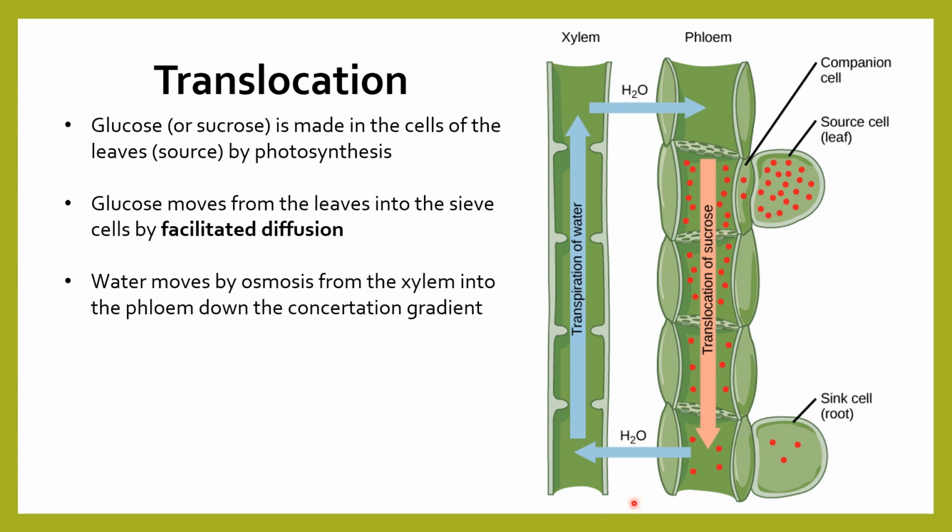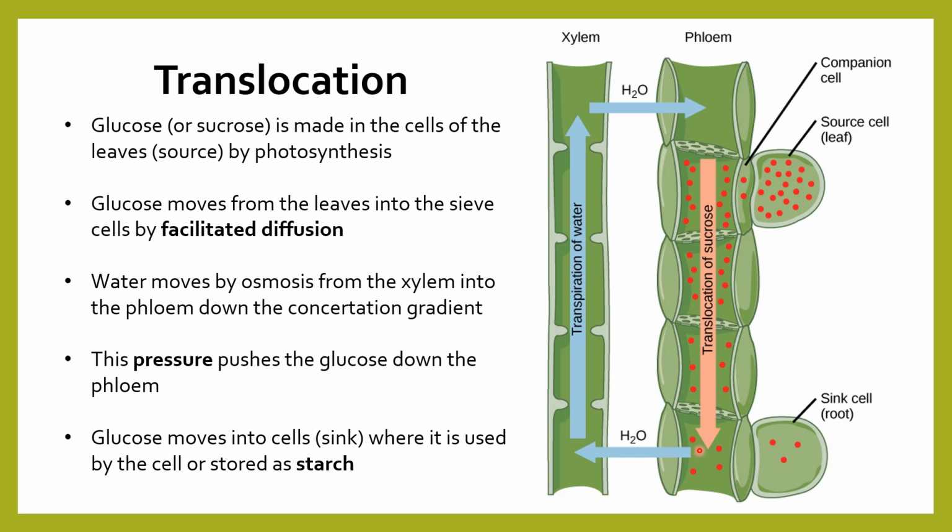Water moves by osmosis from the xylem into the phloem, and that creates a concentration gradient. This pressure pushes the glucose down the phloem, and the glucose is then able to move into the sink cells. So this is where either the cells that are using the glucose or the cells that are storing the glucose as starch. So the source cells make the glucose.